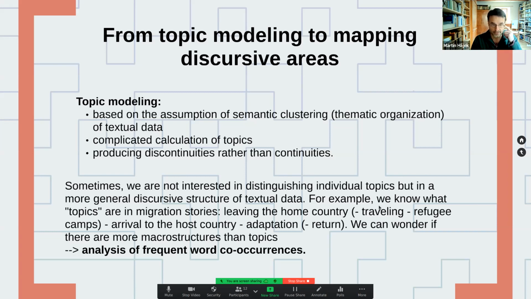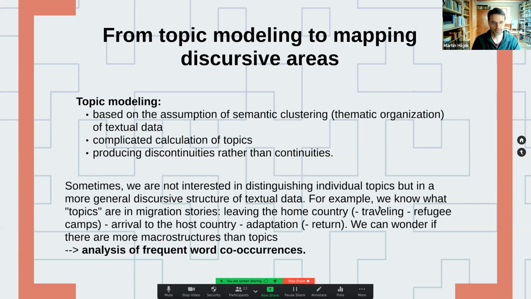And it is useful for research when we are not interested in distinguishing discrete topics, but when we want to see the discursive structure of our data from a bird's-eye view, from above, without any assumption of topics. In migrant narratives, we can see that we know the topics present in their stories.